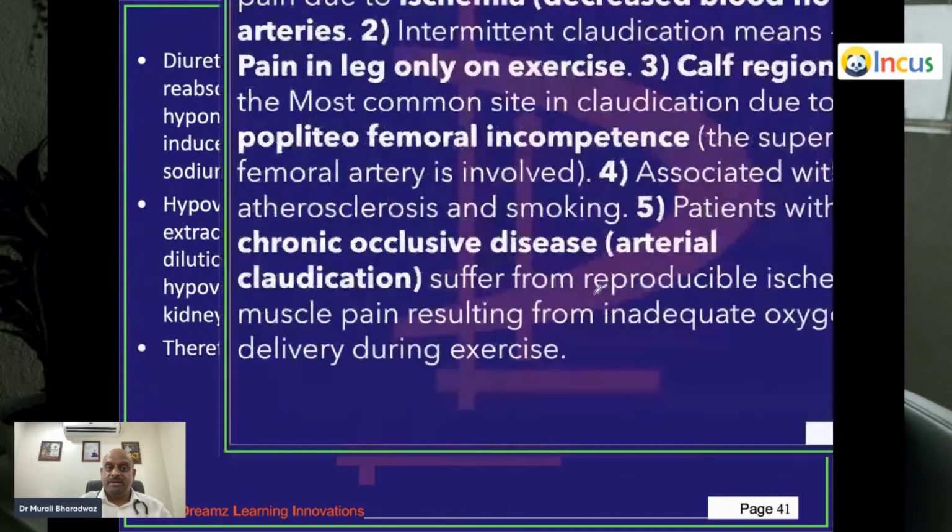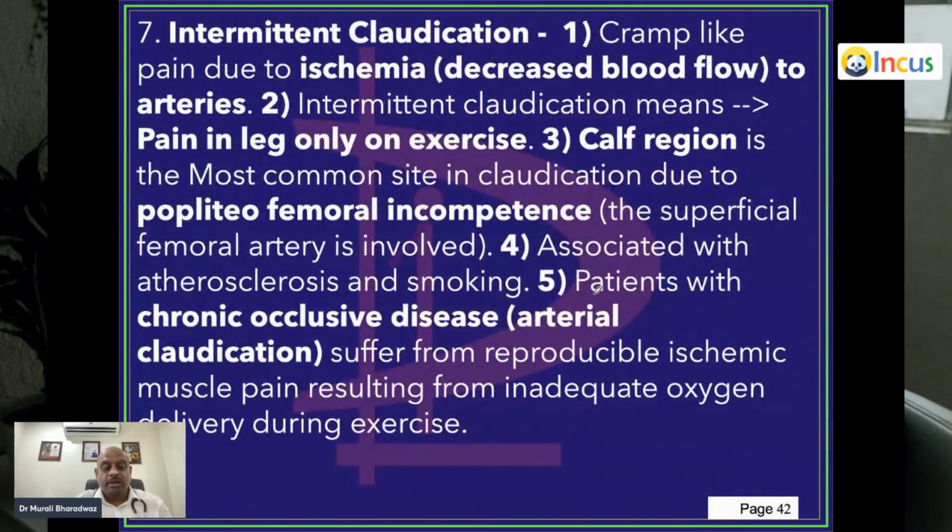SIADH. So now, that is all the story about hyponatremia. 2-3 questions about hyponatremia. Let's go to the next important area, doctor. Intermittent claudication. What is this? There's a cramp-like pain due to ischemia. Why is it called intermittent? There's a pain in the leg only on exercise.